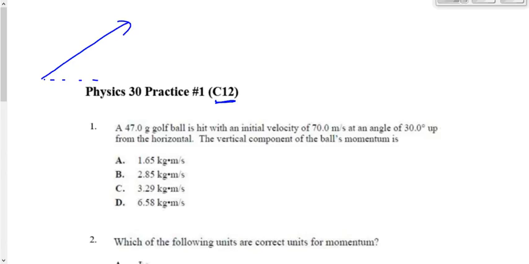Here's my angle, 30 degrees. Here's my speed, 70.0 meters per second, and I'll just label the mass over here somewhere. By the way, what do we have to pay attention to with this mass? Yeah, we're in grams here. We have to be in kilograms, right? So let's divide that by 1,000: 0.047 kilograms, or we could just say 47 times 10 to the minus 3. That would work as well.